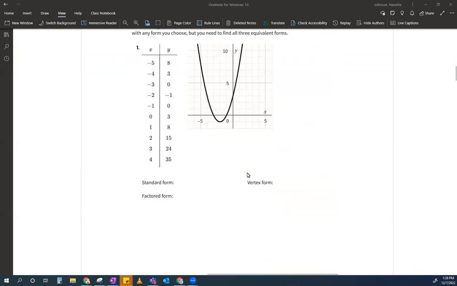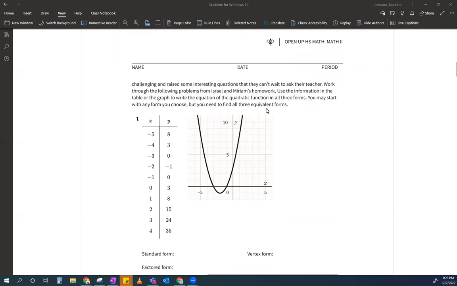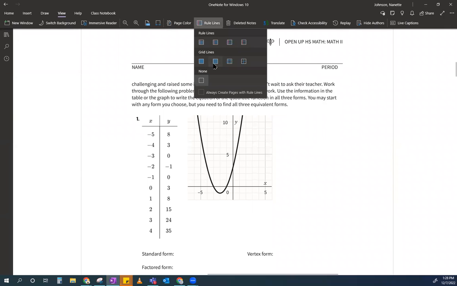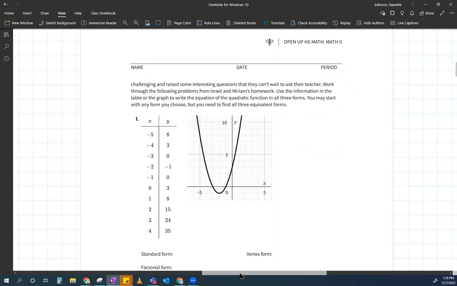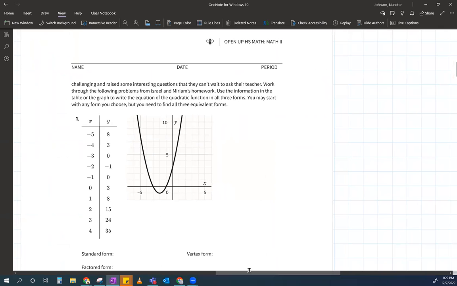So here, looking at this, which one would you want to start with: standard, factored, or vertex? And just as a reminder, I think I'll write all three versions off to the side, just so that you're like, oh, that's what that was. Okay, so in case you forgot, let me put some lines on here because Miss Johnson writes crooked sometimes. So just in case you forgot, let's write it over here, right?